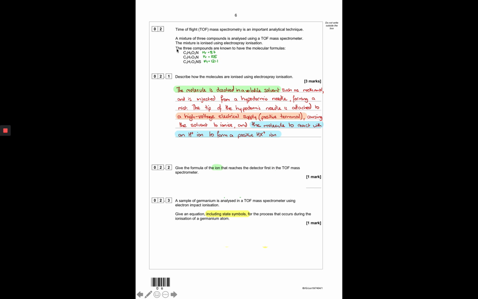So we have to go back to the beginning, and we have to think these are the 3 possible molecules that could be detected. And it's asking us which one reaches the detector first. Well, it's going to be the lightest one, or the one with the least mass, or the smallest mass. So that's the first one at the top here, C3H5O2N. But we have said that as part of its ionization, it has gained a proton. So we need to add that, as it were, to the formula.